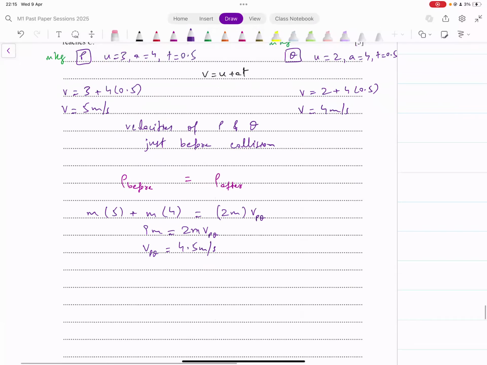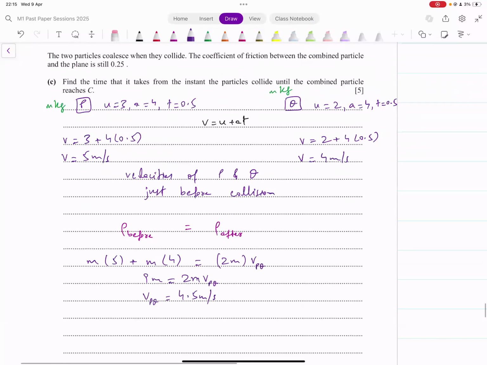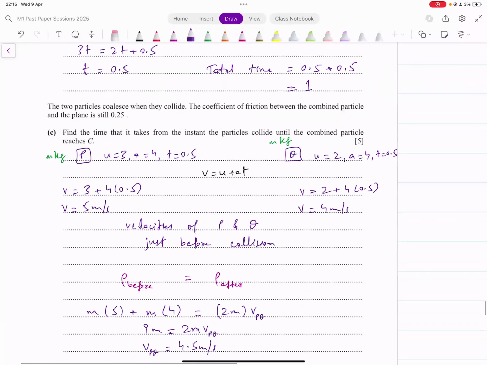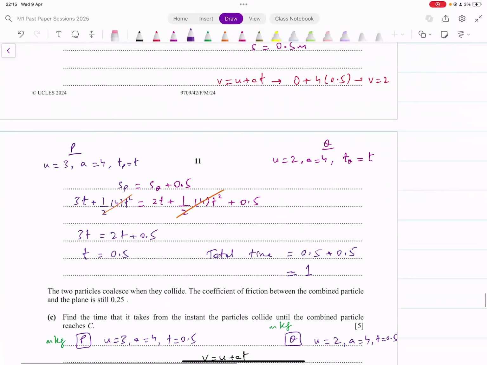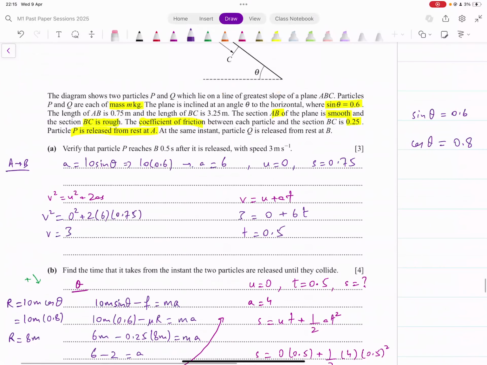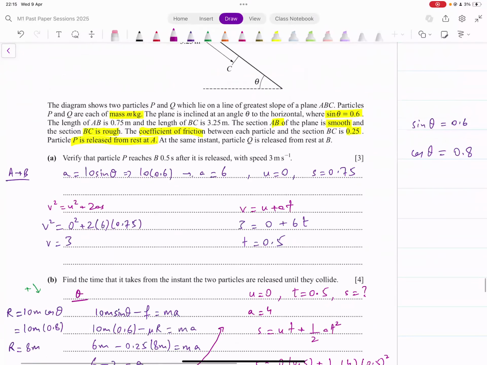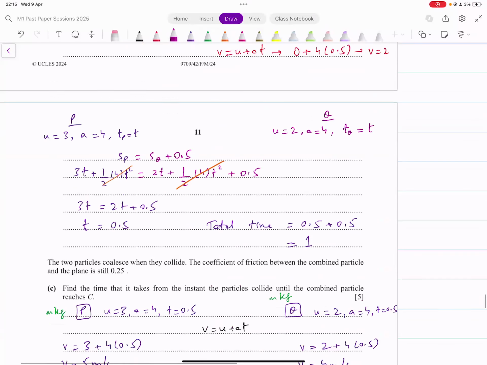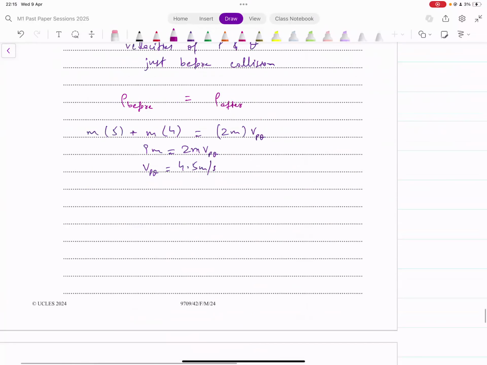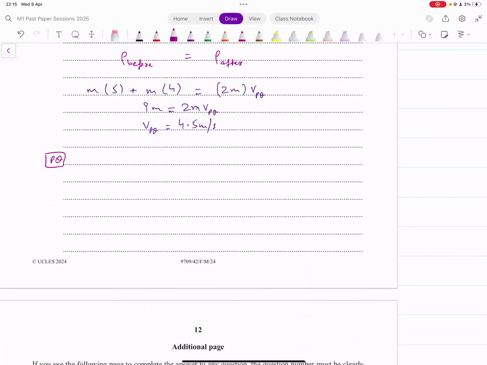Now that we have it, we want to find the time that it takes from the instant the particles collide until the combined particle reaches C. It reaches this point C. Now, what do we know about the combined particle? Let's write that information down. For the combined particle, we know that its initial velocity is 4.5. That's one thing we know.